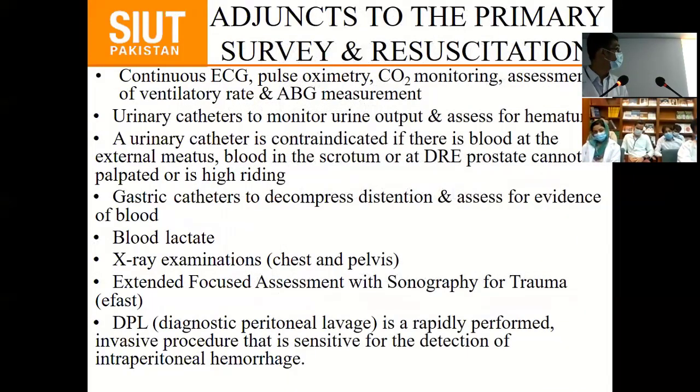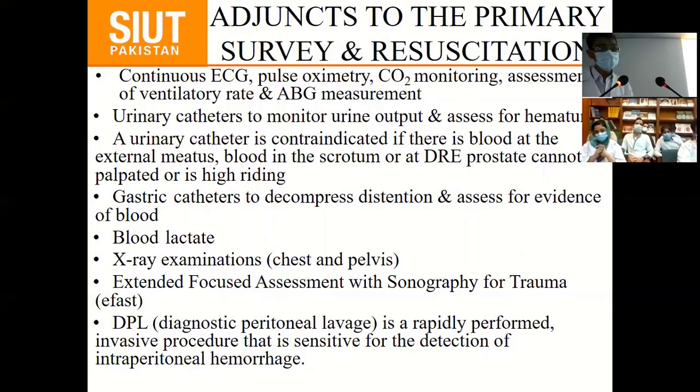Now the adjuncts to the primary survey. We can also do continuous ECG monitoring, pulse oximeter, carbon dioxide monitoring in case of inhalational injury, assessment of ventilatory rate, and arterial blood gas sampling. A urinary catheter must be applied to monitor the urine output and for assessment of hematuria.